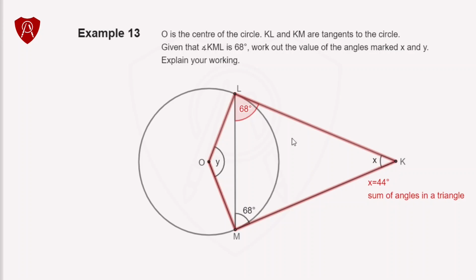Now let us focus on the quadrilateral KLOM. Each of these two angles between the tangents and the radii is a right angle. Angle Y plus angle X plus 90 plus 90 should be 360 degrees. That is the sum of angles in a quadrilateral. We know the other three except Y, and we can work out that Y is therefore 136 degrees.